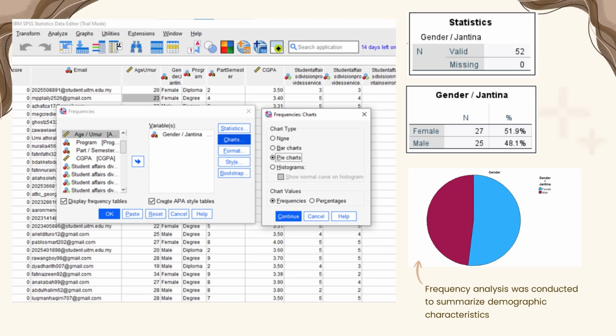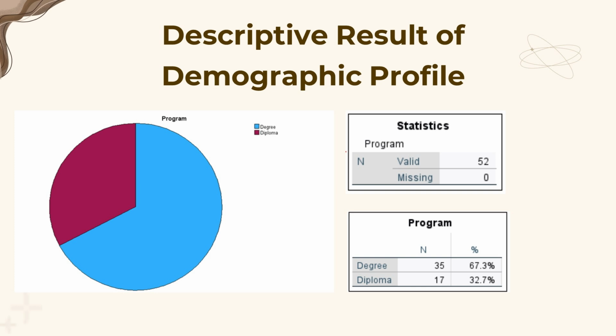In this slide, we conducted a frequency analysis using IBM SPSS Statistics to summarize the gender distribution of the respondents. The pie chart on the right visually represents the distribution, where females make up a slightly larger portion of the sample. This frequency analysis gives us an overview of the gender makeup of the respondents, which is important for understanding the demographic characteristics of the sample.